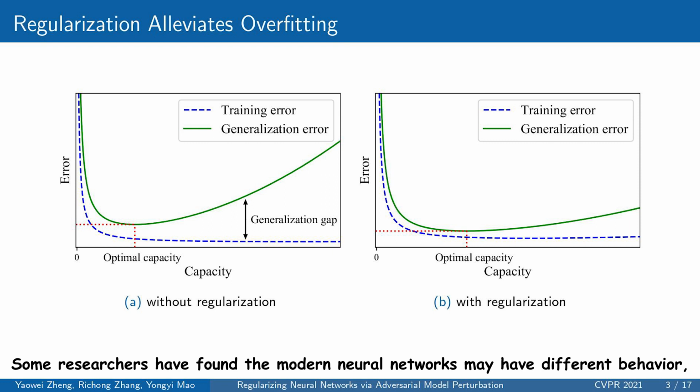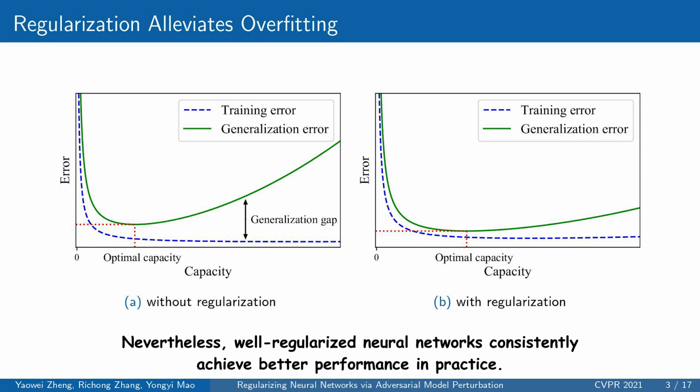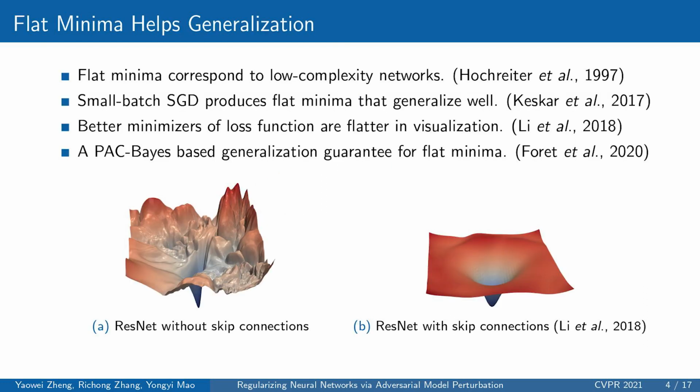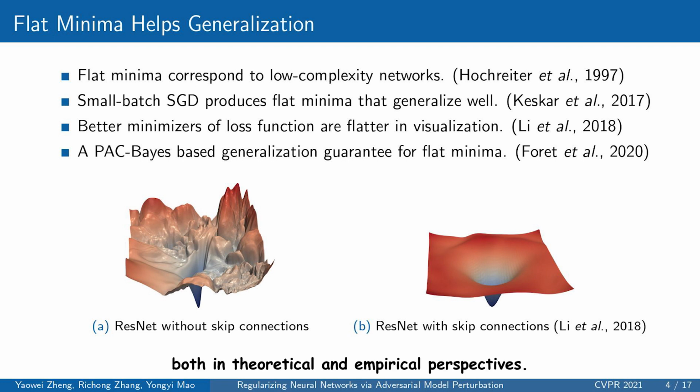Some researchers have found that neural network models may have a different behavior, that is, the double descent. Nevertheless, well-regularized neural networks consistently achieve better performance in practice. Previous work suggested that flat minima can improve generalization, both from theoretical and empirical perspectives. So in this work, we propose a powerful regularization scheme principled by the objective of finding flat minima.